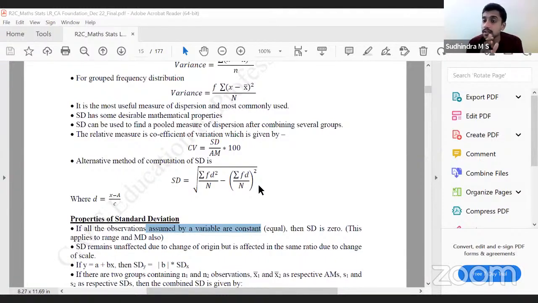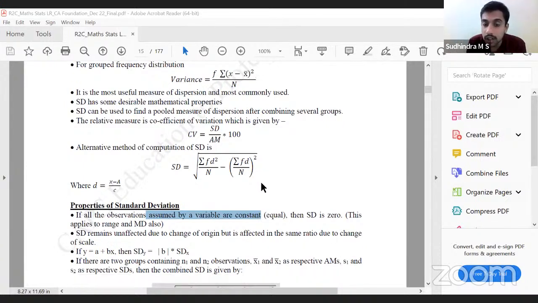When all the observations are equal, in case of measures of central tendency, it will be that observation itself, that constant itself. Whereas if all the observations are equal, in case of measures of dispersion, there is no deviation, so it's 0. Measures of dispersion is 0. Then standard deviation gets affected by change of scale, but not by change of origin.